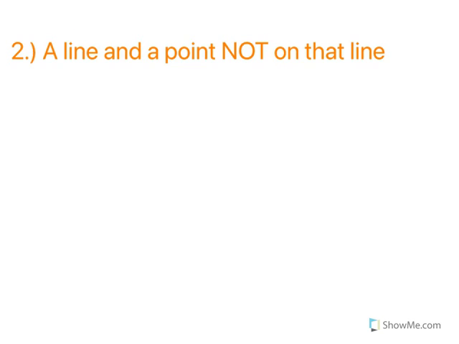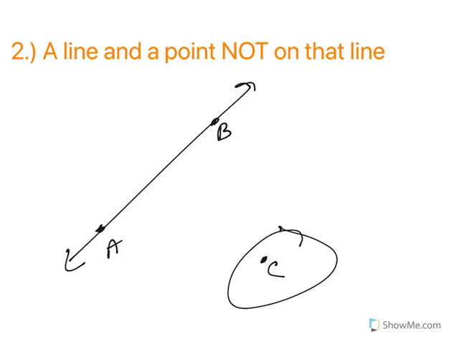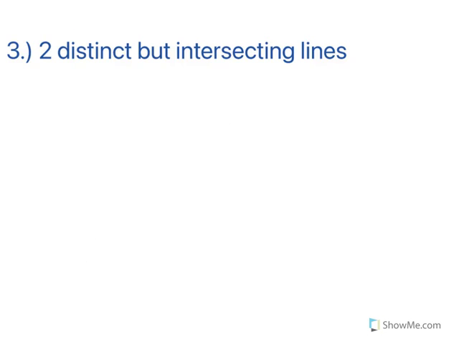A line and a point not on that line. So let's say we have line A, B, and then over here we have point C. So if we have a line, and then we have this point that is not on the line, you'll notice that this is very similar to 3 non-collinear points, right? Because 2 of the points are collinear. Through any 2 points, we have a line. But this gives us a third point that is not collinear with the other 2.